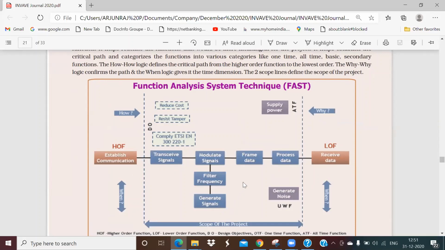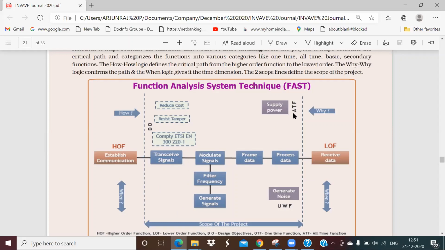You're generating the signal and you're going to frame the data. How to frame data? By processing data. How to process data? By receiving data. Why receive data? To process data. Why process data? To frame data. Why frame data? To modulate the signal. Why modulate signal? To transmit the signal. Why transmit the signal? By establishing the communication.